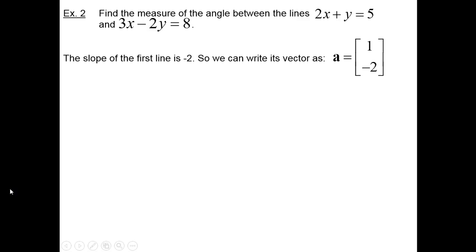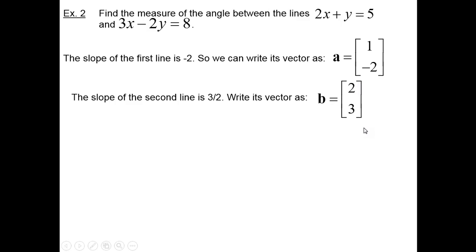Make sure you see that. X component goes on top, Y component goes on the bottom. Second line, if we rearrange it, we'll see it has a slope of 3/2. The component form for that vector would be 2 over 3. Remember, X on top, Y on the bottom.